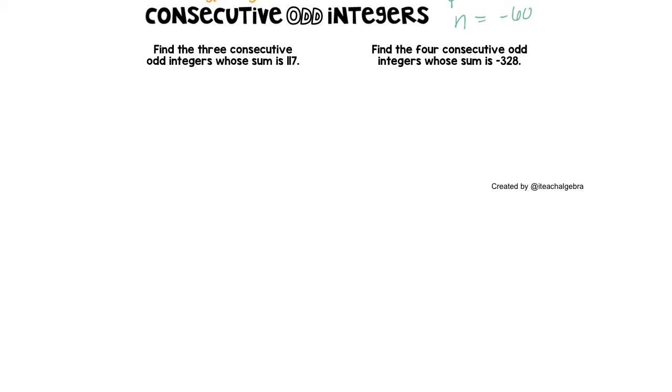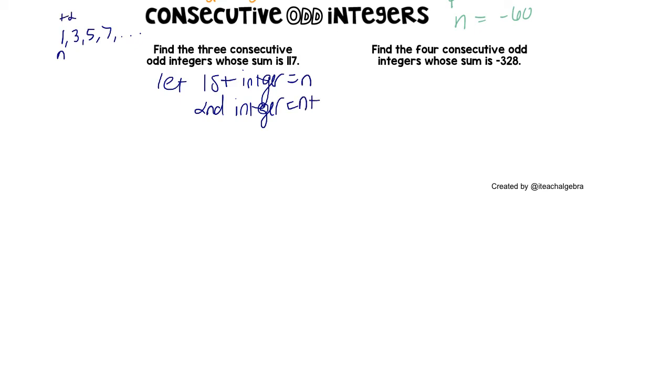Surprisingly, the odd integers work exactly like the evens. These are odd counting numbers starting at 1: 1, 3, 5, 7, and so on. Find three consecutive odd integers whose sum is 117. Well, if we let n be the first integer, then the second integer is, to get from 1 to 3, we do plus 2. So the second one's n plus 2.